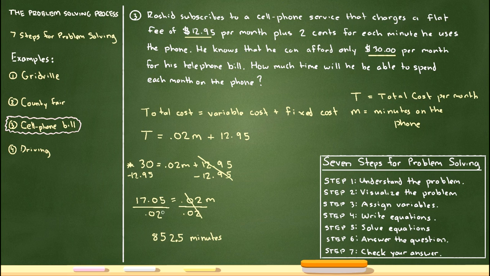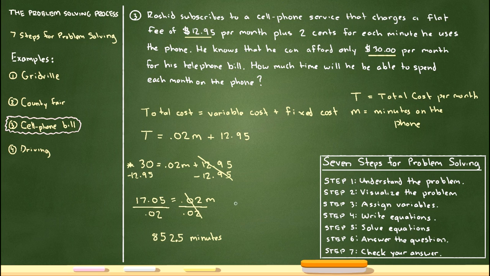Okay, so you don't need to worry about this mental calculation here. If you have a calculator handy, you could just do 17.05 divided by 0.02, and you should obtain 852.5 minutes. Okay, and that's solving the equation. Now we want to answer the question. So, how much time will he be able to spend on the phone each month? Well, by solving this equation, we in fact did answer the question.